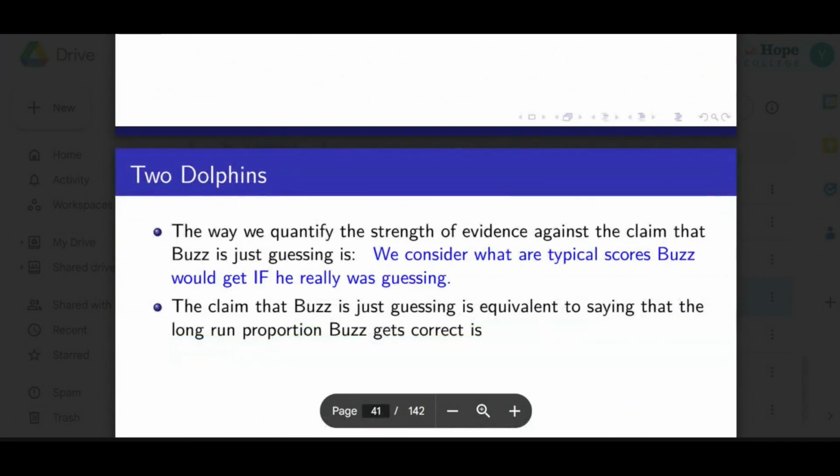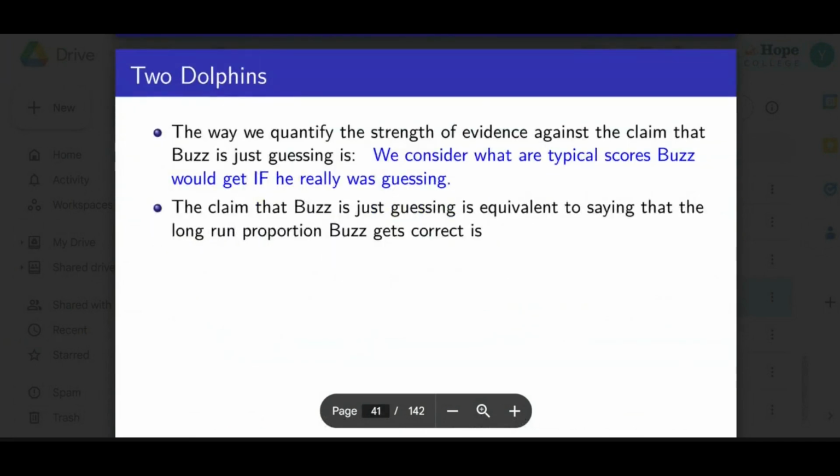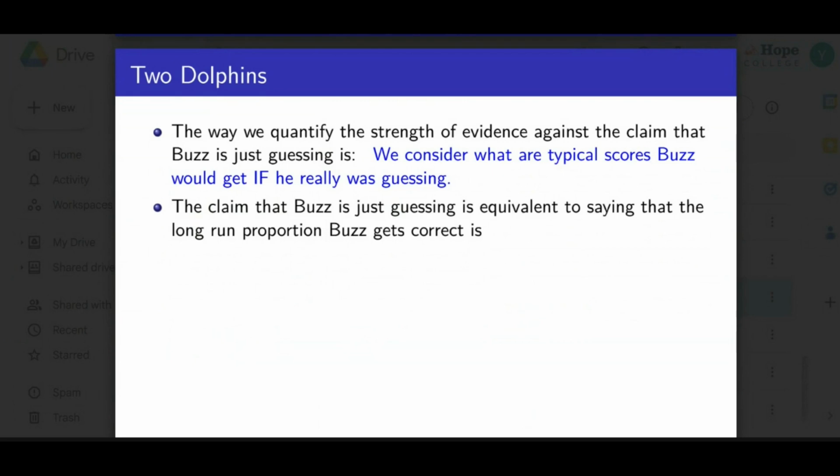So the two dolphins are the case. We consider what are typical scores that Buzz would get if he was guessing. The claim that Buzz is guessing is equivalent to saying that the long run proportion the dolphin gets it correct is... Does anyone know what the answer is to this question?